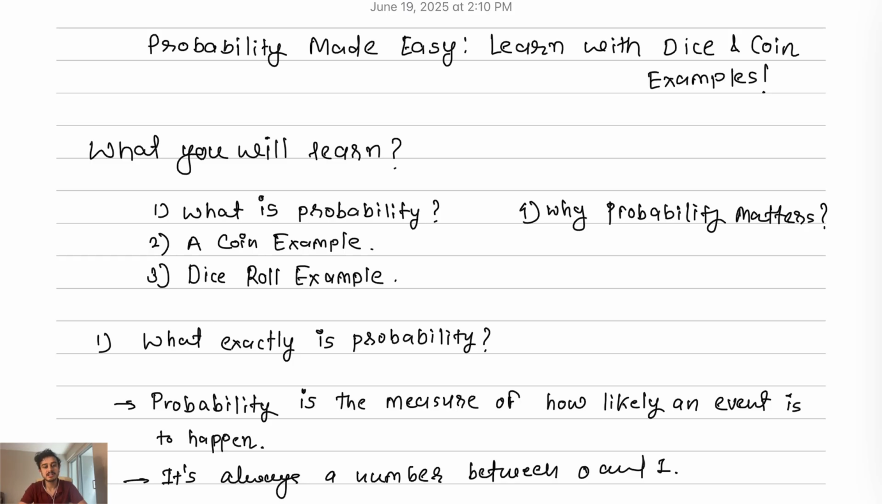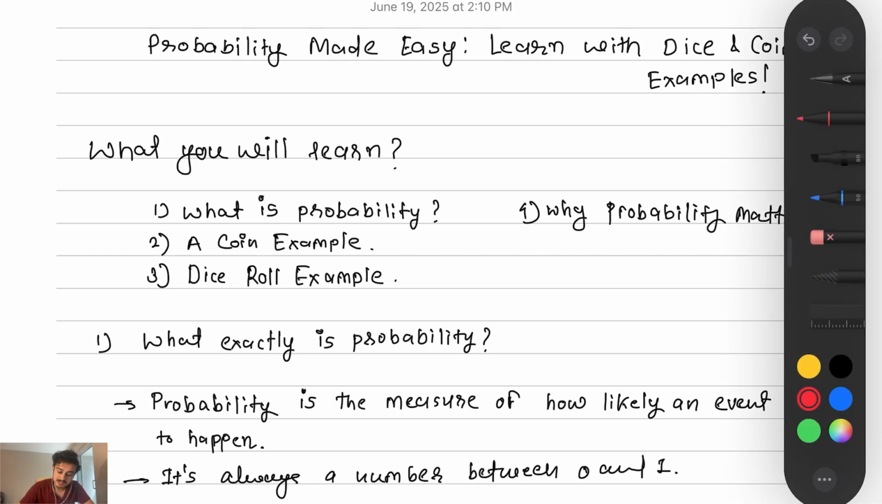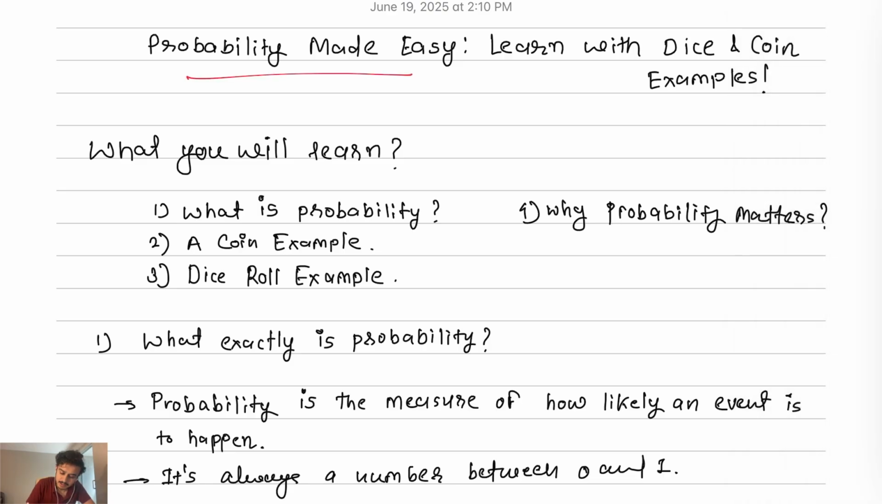Today we are diving into the fascinating world of probability using two classic examples, the dice roll and the coin toss. By the end of this video, you will understand the basic idea of probability and how to calculate it easily in real life. Let's get started. So the topic of our video today is how we can understand probability very easily, and we will learn that by the example of dice and coin.